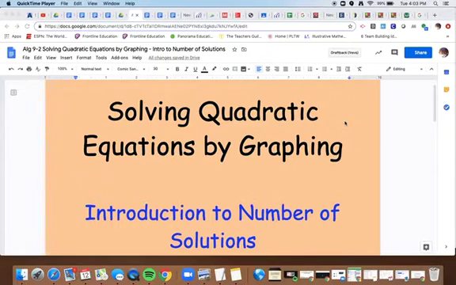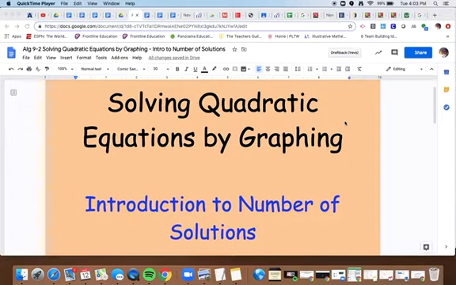All right, and we're gonna learn that first. We're gonna learn how to graph first before we move on to more efficient ways of doing this. So this is kind of the intro to how this looks, and this will guide you along the next few lessons after this. So we're going to talk about something called number of solutions.